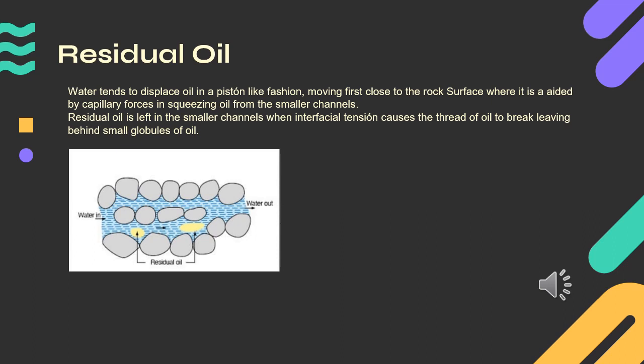Residual oil. Water tends to displace oil in a piston-like fashion, moving first close to the rock surface where it is aided by capillary forces in squeezing oil from the smaller channels. Residual oil is left in the smaller channels when interfacial tension causes the thread of oil to break, leaving behind small globules of oil.